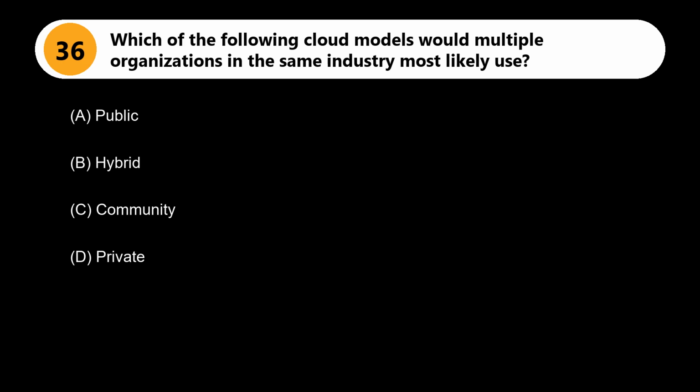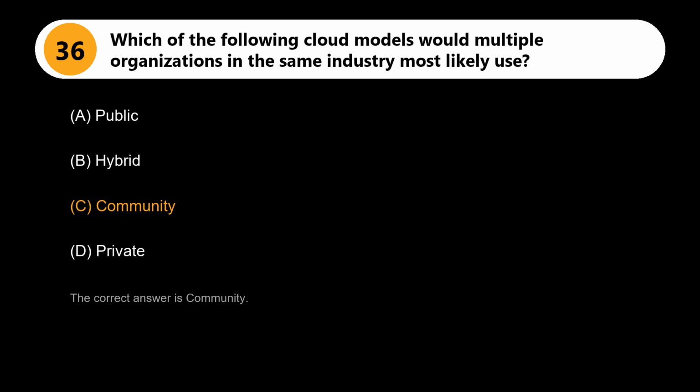Question 36. Which of the following cloud models would multiple organizations in the same industry most likely use? Option A, public. Option B, hybrid. Option C, community. Option D, private. The correct answer is option C, community.